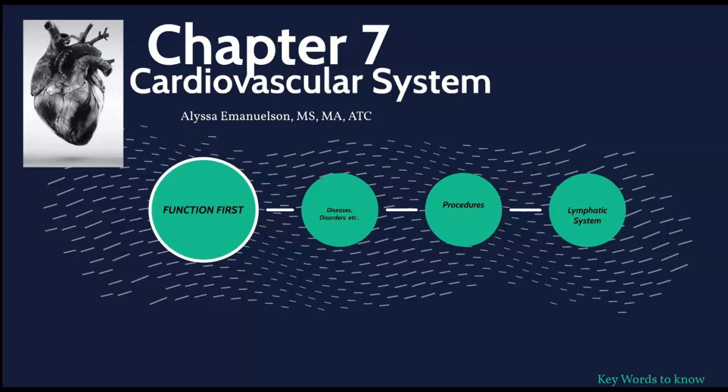I'm going to do each chapter in short sectioned videos so that it's not so overwhelming. So today we're going to talk about the cardiovascular system, which is chapter 7 in your book. AR is pertaining to, cardio is heart, and vasculo is the vessels. So putting it all together, it's pertaining to the heart and blood vessels.